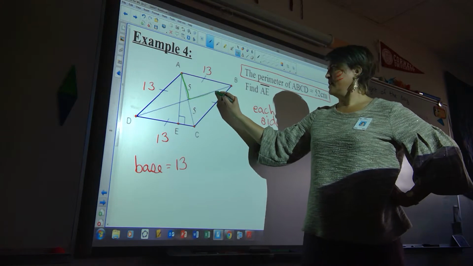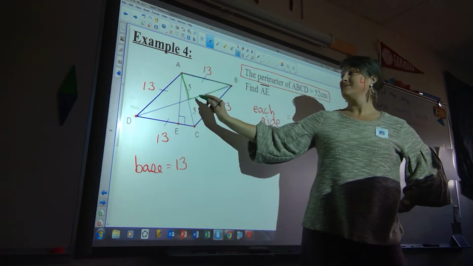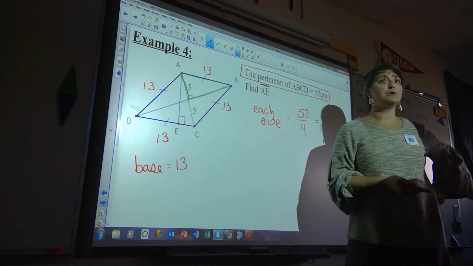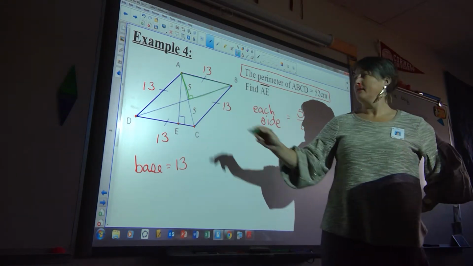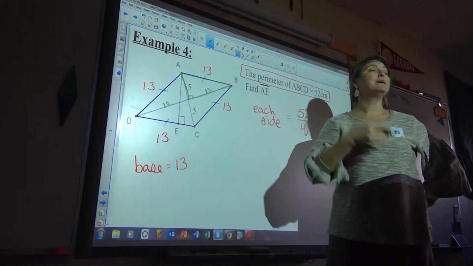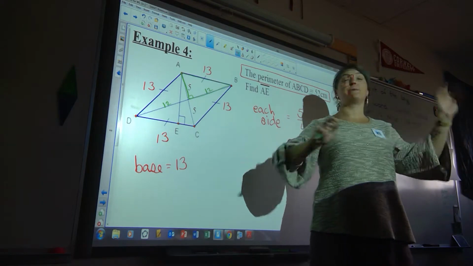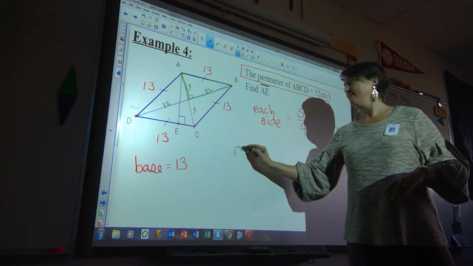What about this triangle right here? That's 2 parts of a triple. So I can figure out that that's 12, which means this is also 12. I'm going to use the diagonal formula here. Even though the height's drawn in, I don't know what it is, but I do know what my diagonals are.